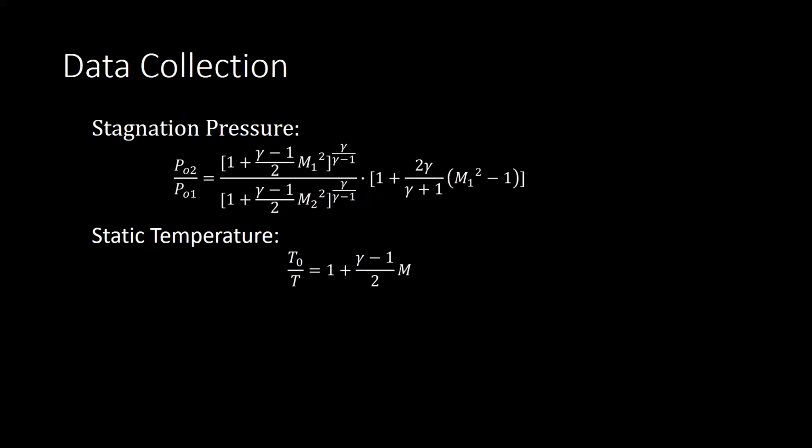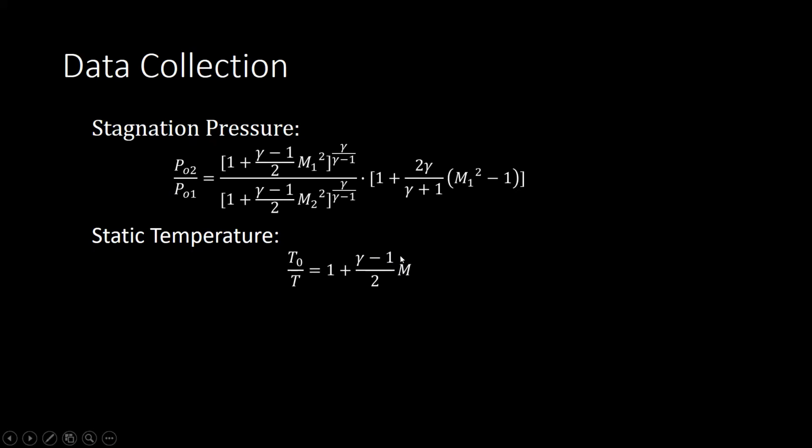So next, I'll talk about how to collect the data. This top equation right here is used to measure the stagnation pressure, and this is usually measured with a pitot tube. So it just takes a pressure and all that. This specific equation can provide your free stream Mach number, and from this Mach number, you can find the static temperature down here using this equation.